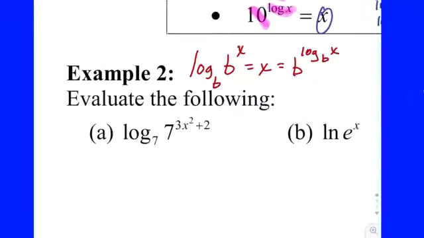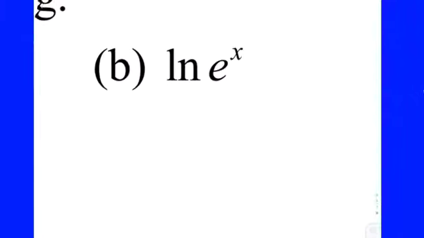So yes, that's exactly what we have. We have log base 7 of 7 to the blob. Well, that should just be the blob, right? That's 3x squared plus 2. The exponent can be anything. In this case, it's a function of x. So quadratic binomial, which is fine. Can we simplify 3x squared plus 2 any further? No. Okay, no. All right, letter B.